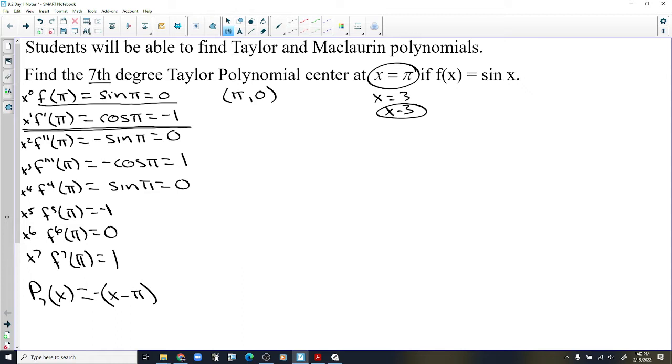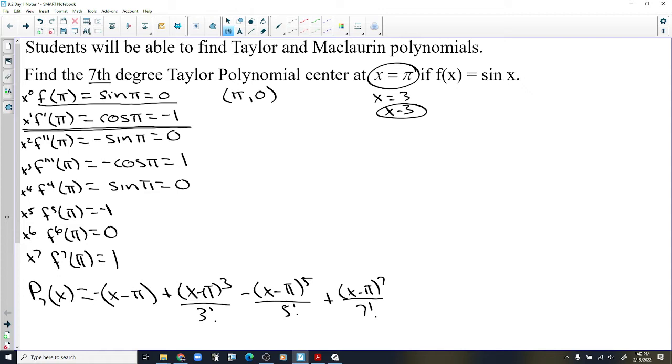All right. But then we have plus x minus pi to the third over 3 factorial. Then x to the fifth, so it'd be minus x minus pi to the fifth over 5 factorial. And finally, plus x minus pi to the 7th over 7 factorial. So there it is.